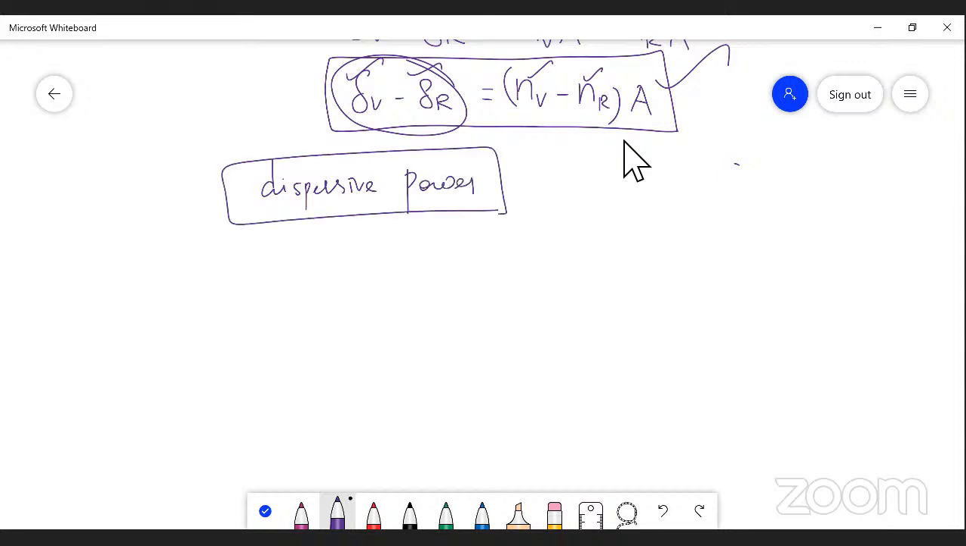So dispersive power, the symbol of dispersive power is omega. What is the dispersive power? The dispersive power is the ratio between the angular dispersion, delta V minus delta R, and the mean deviation of the ray. Mean ray means mean color, almost green or yellow.